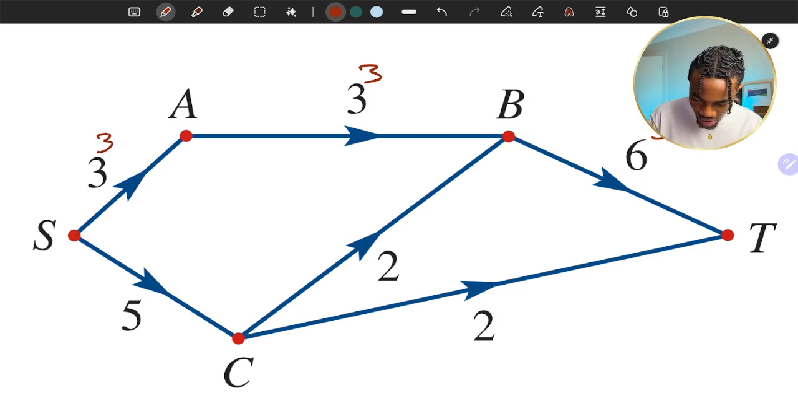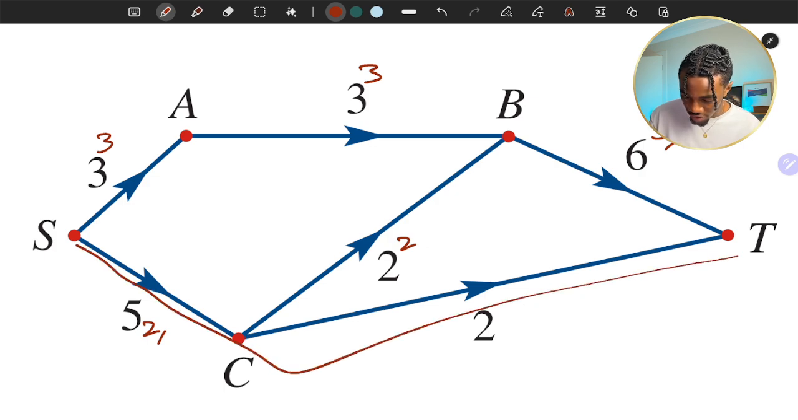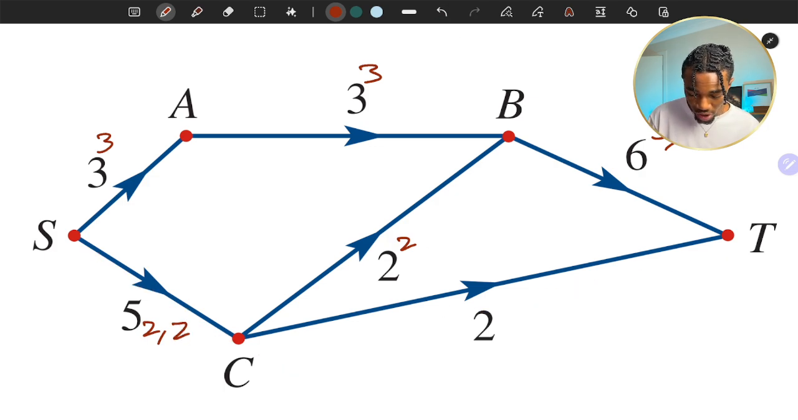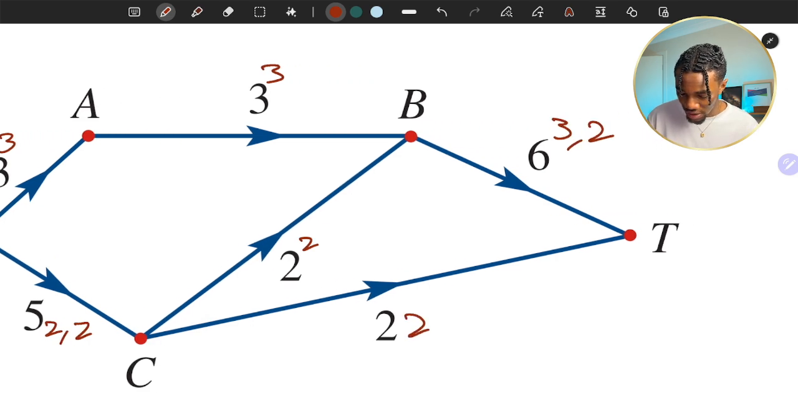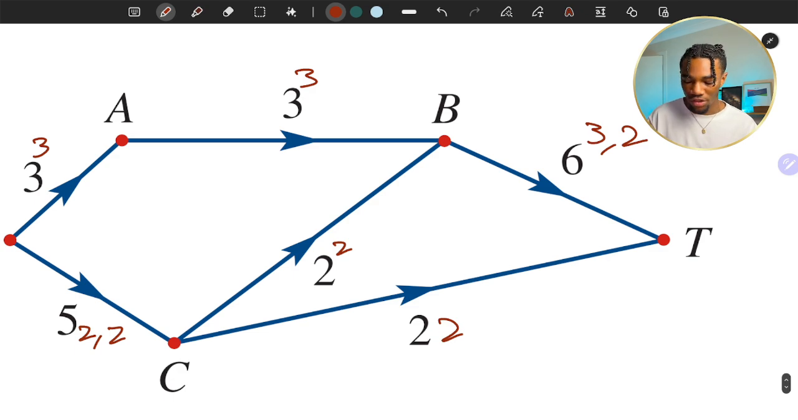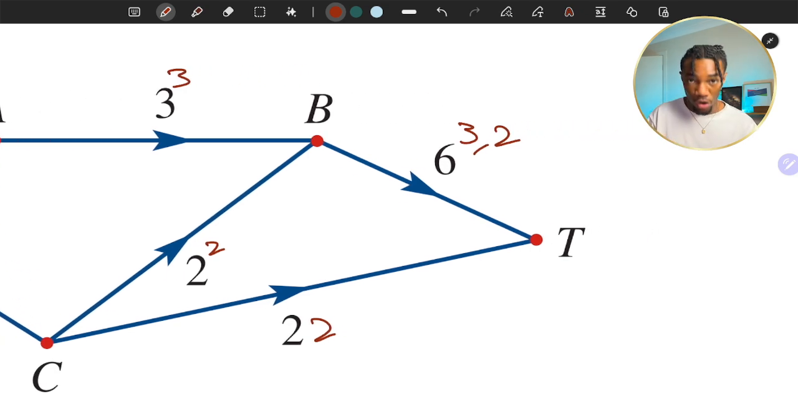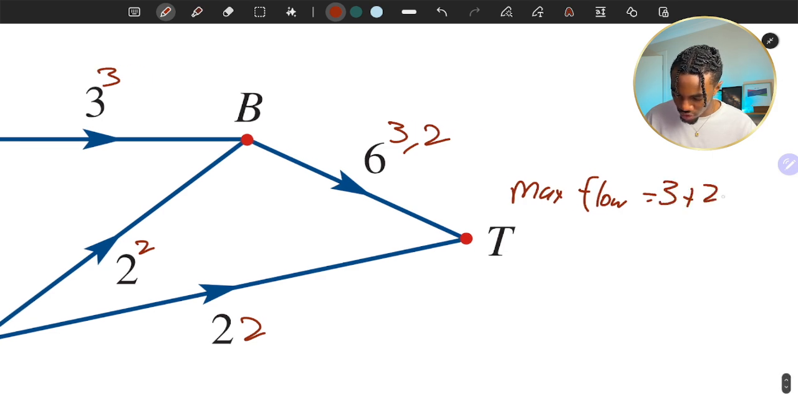And so here, if I look at this pathway, the max we can fit in there is 2. So I'm going to put 2 here, 2 here, 2 here. This pathway is capped at 2, so I'm going to put another 2 in here, 2 in here. And this is the max we can fit through this whole network. The max flow is everything that ended up at the end. So max flow equals 3 plus 2 plus 2, and that equals 7.